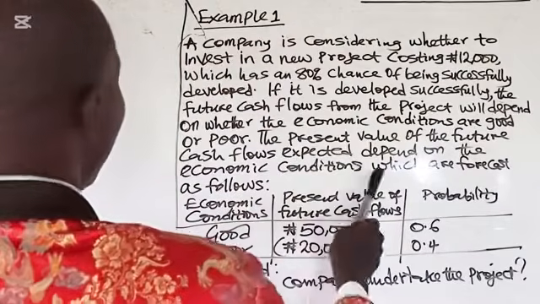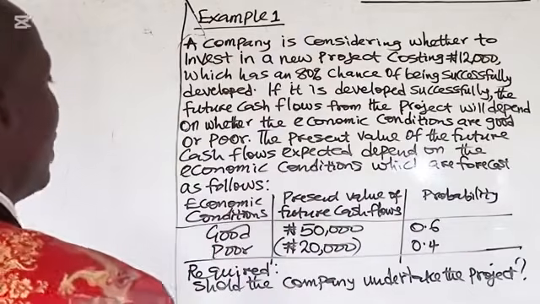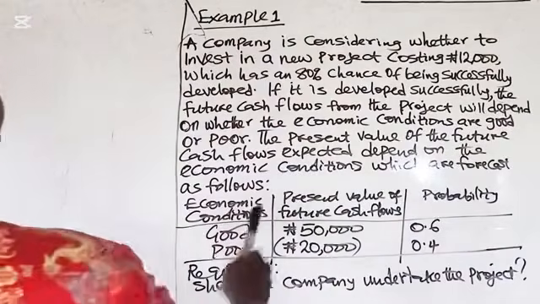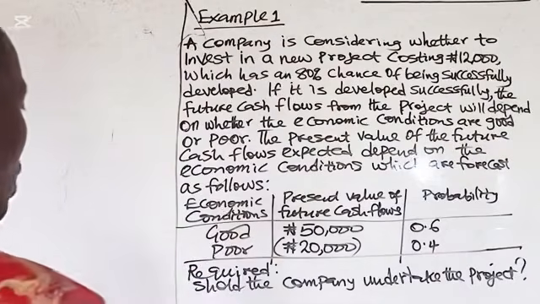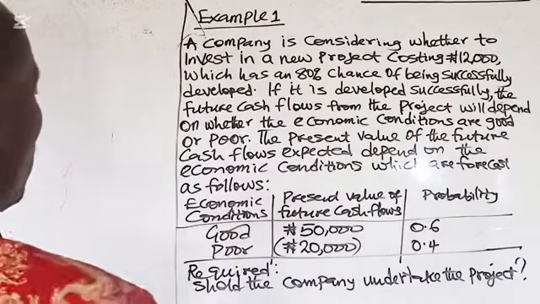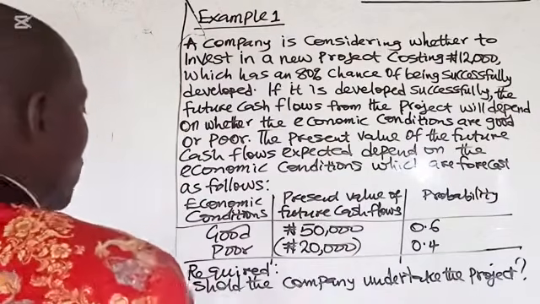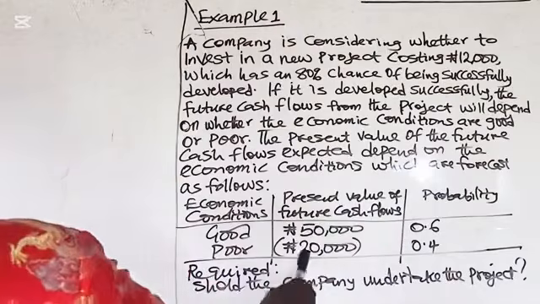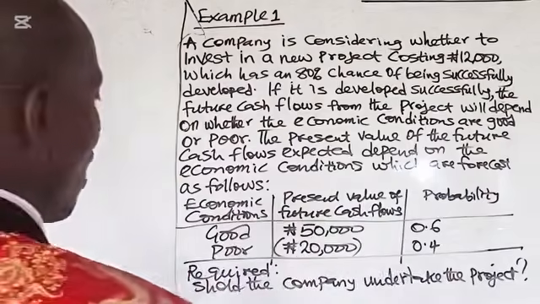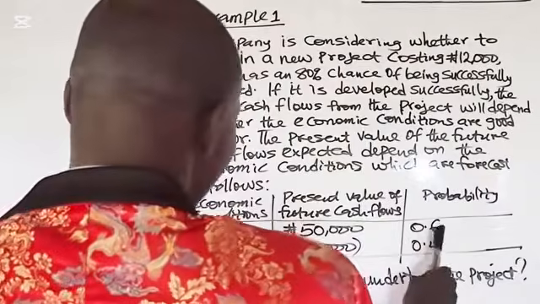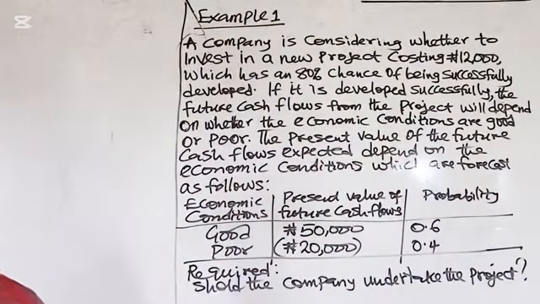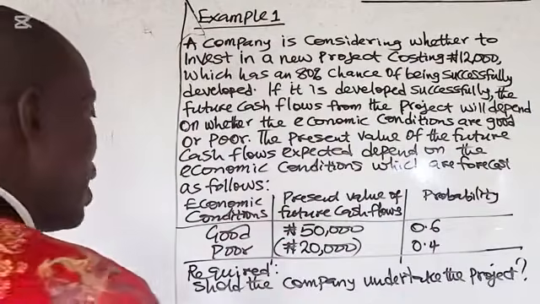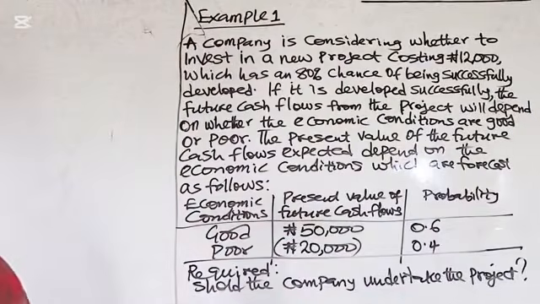The present value of the future cash flows expected depends on the economic conditions, which are forecast as follows. We have economic conditions, good and poor. We have the present value of future cash flows, 50,000 naira and a loss of 20,000 naira. The probability for good economic condition is 0.6, and that of poor is 0.4. Required: should the company undertake the project?